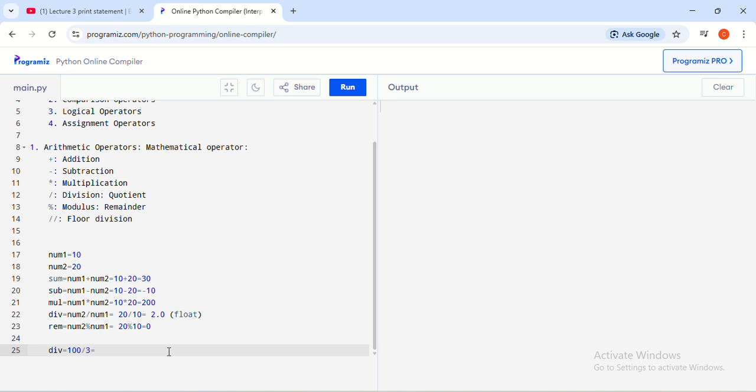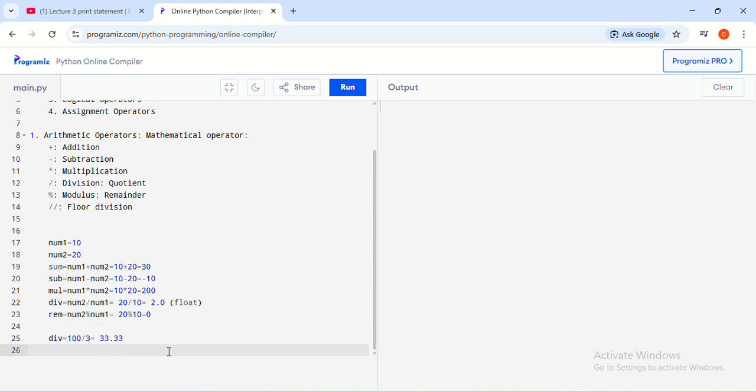Now one more example for this: 100 divided by 3. Okay, 3 33s are 99, right? So the remainder will be 1 and your quotient will be 33.33. So here the output will be 33.33. And if we talk about the remainder for this one, 100 modulus 3, here 1 will be the remainder, because 33 multiplied by 3 is 99, and 100 minus 99, 1 will be the remainder.